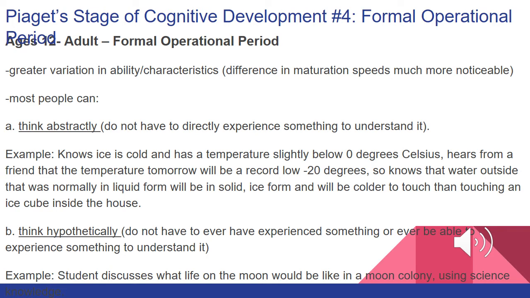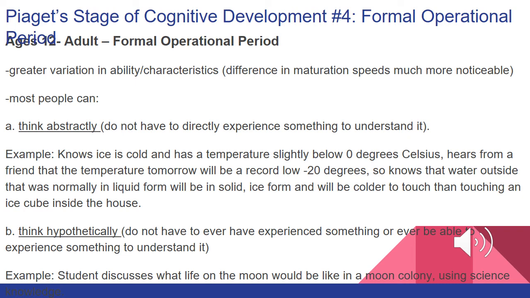They do not have to directly experience something to understand it. So an example of this would be, they know that ice is cold and that the temperature of ice is 0 degrees. They learned that, let's say, in third grade. However, they hear from a friend that tomorrow it's going to be negative 20 degrees. And even though they haven't seen the next day and haven't ever experienced that low of negative 20 degrees, they do know that the water outside tomorrow is going to freeze and it's going to be colder than an ice cube inside, because they know that negative 20 degrees is colder than 0 degrees.